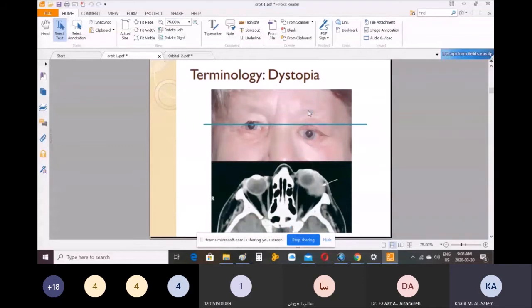Now, we talked about proptosis, which is axial protrusion of the eye. Now we have dystopia, which is coronal displacement of the eye. Either it can be displaced medially, or downwards medially, or downwards laterally, or could be upwards medially or laterally. So it's a coronal displacement of the eye. For example, if you have a lacrimal gland tumor, as this lady has, the eye will be pushed downwards and medially. If you have a frontal mucocele, the eye will be pushed downwards and laterally.